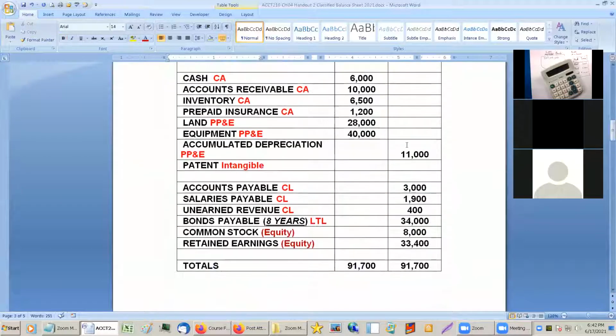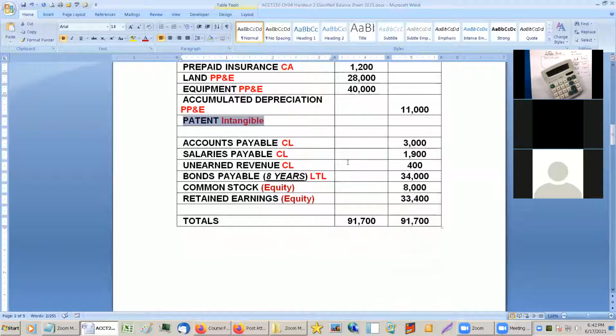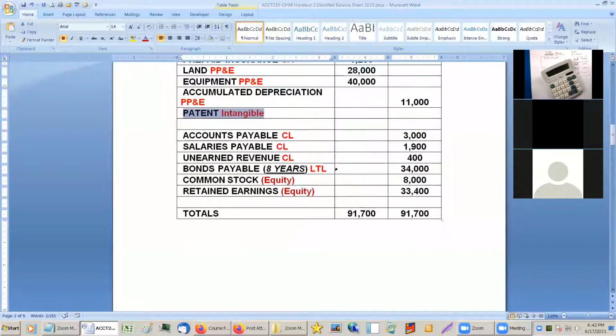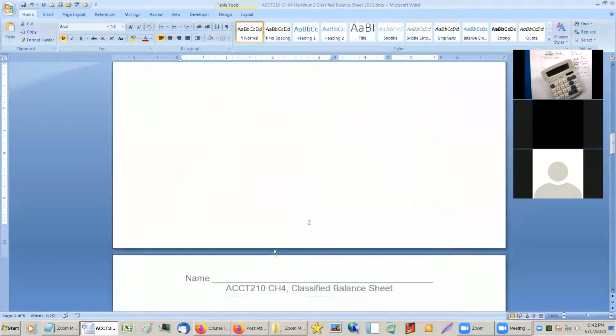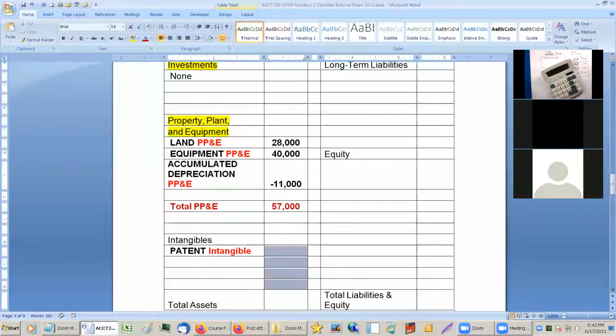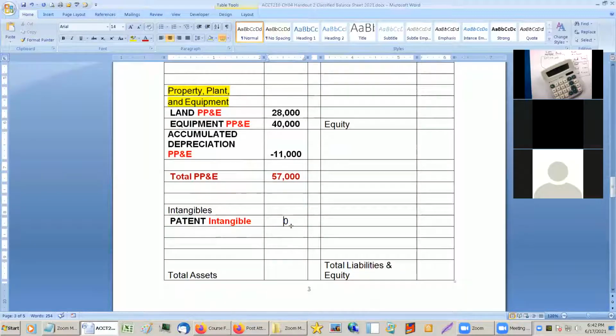Intangibles, we have one. What the heck? Yeah, I was thinking there's no number by it. Okay. Just looking at that. I'm sorry. Oopsie daisy. All right, well. Yeah, that's bad.